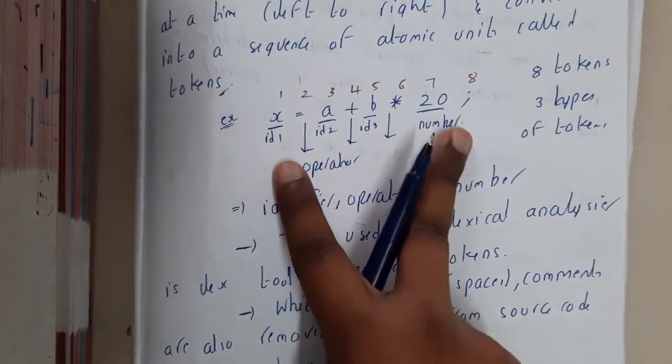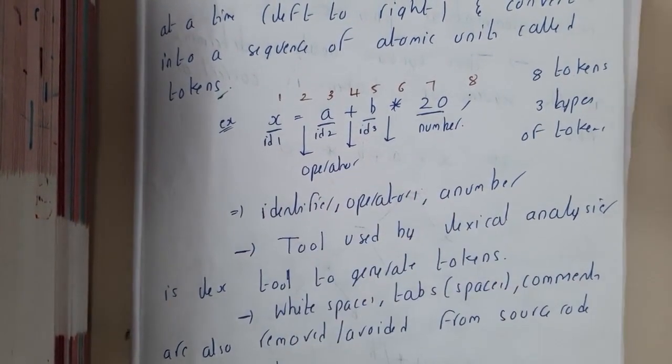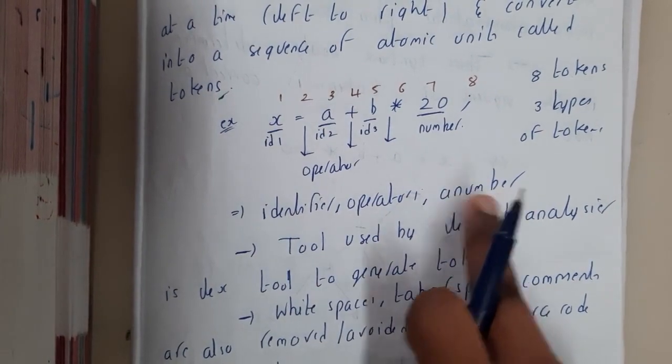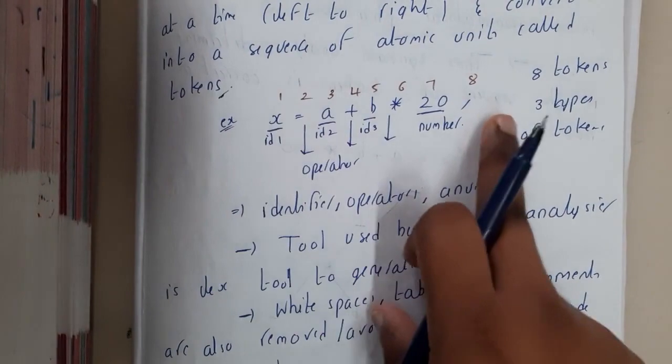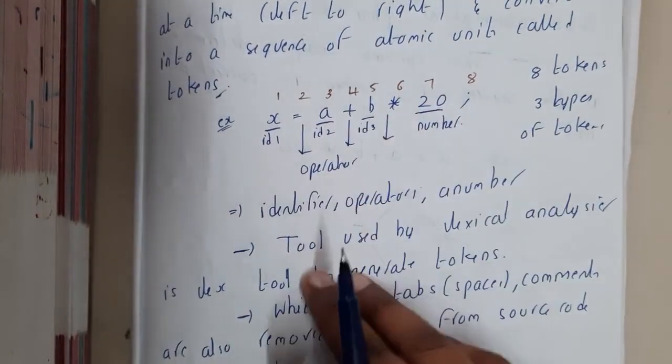Okay. So these tokens are divided into multiple categories, guys. There could be identifiers, operators, or numbers. In this way we divided. If you observe here, we are having 8 different tokens and 3 different types of tokens, guys.